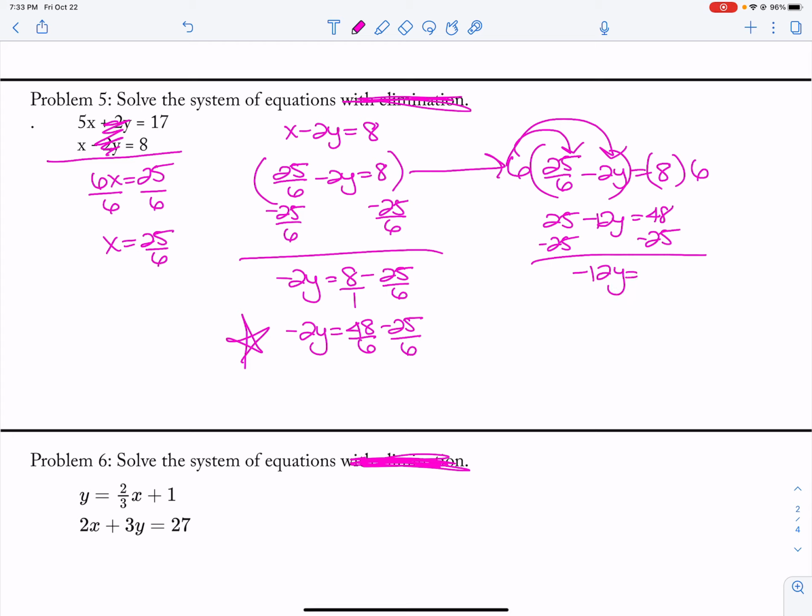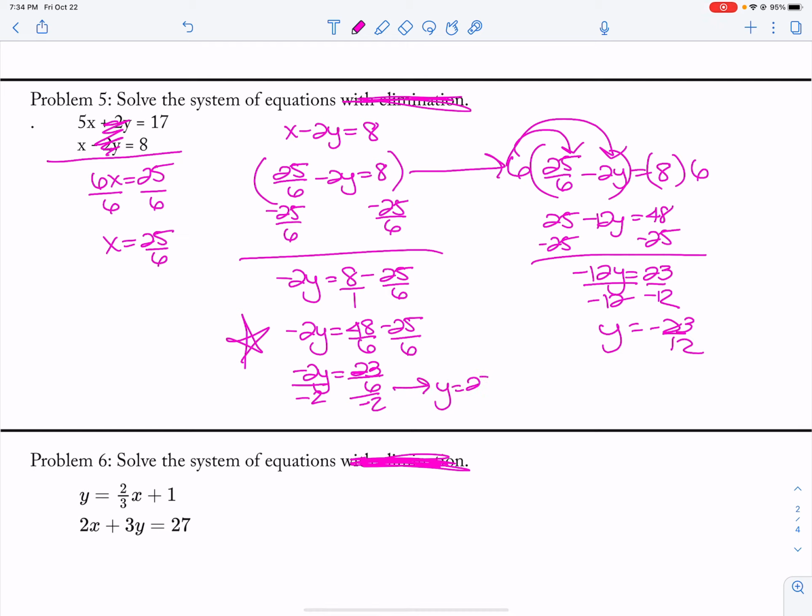So this still would have been 23. So in this case, I'll get 23 over 6. So I have to divide by negative 2. That's the same thing as y is equal to 23 over 6 times negative 1/2. So I would have still gotten negative 23 over 12.